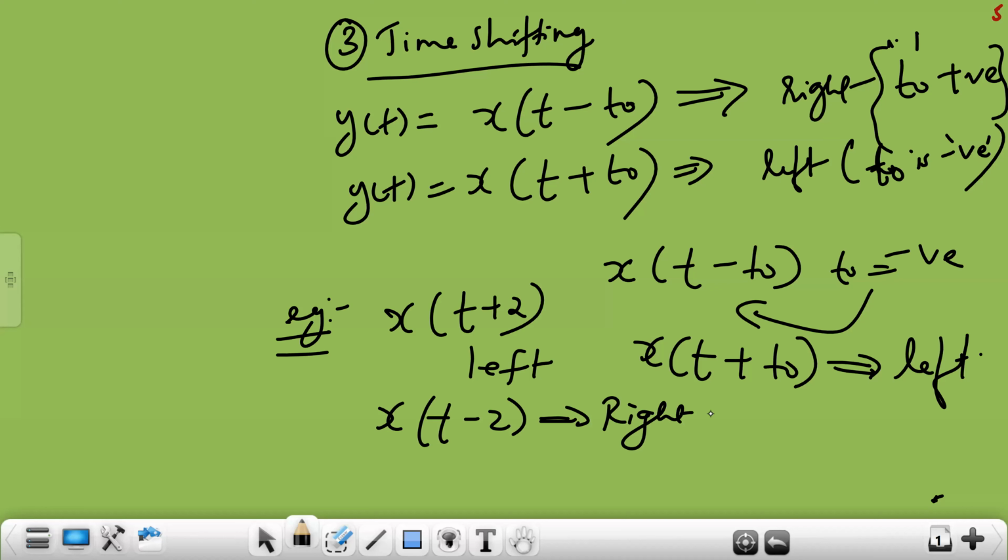Have you taken this down? Just make a note of this. Then I will go for an example. I'll show you how the shifting happens towards left or right depending upon the conditions. Shall I rub this board?